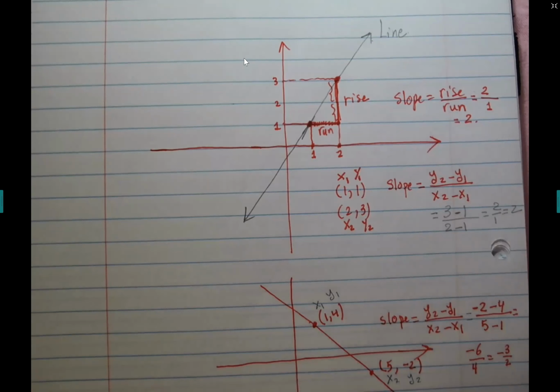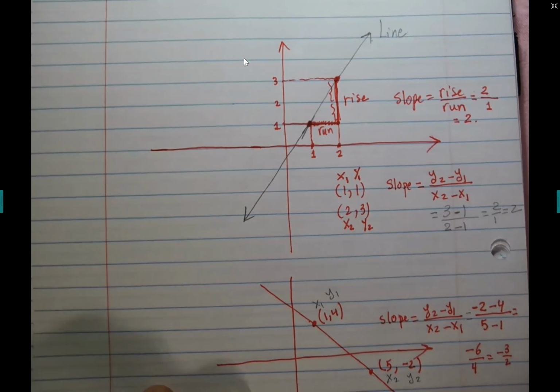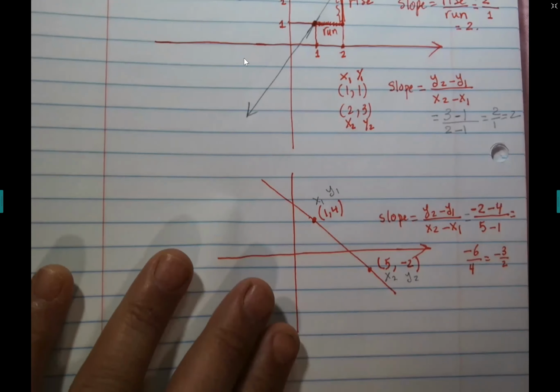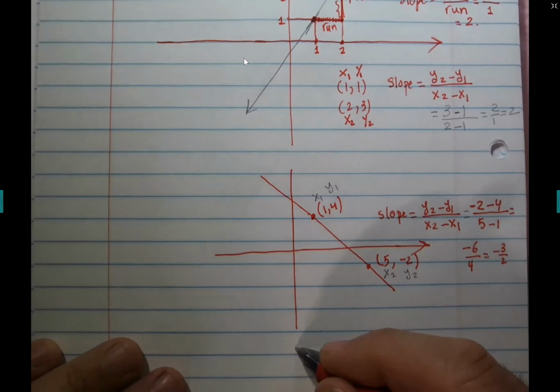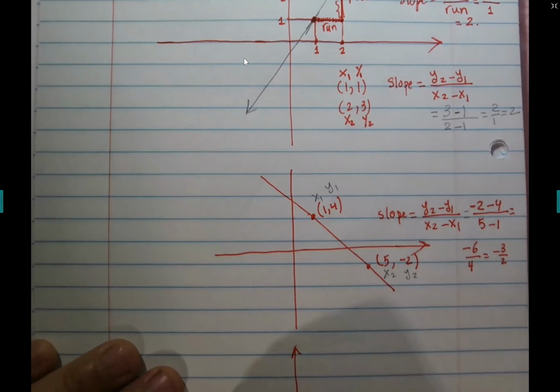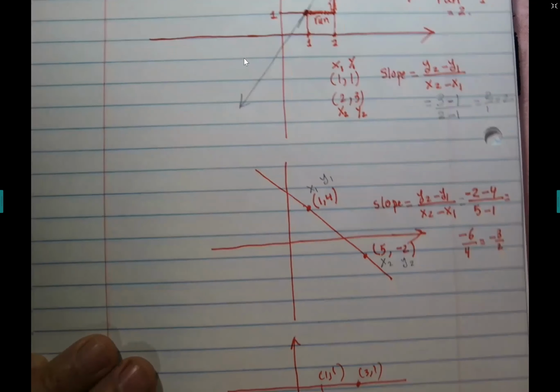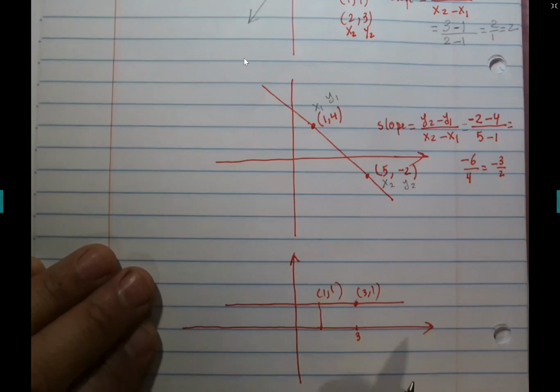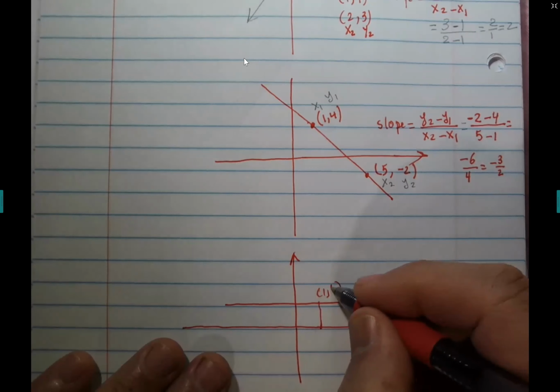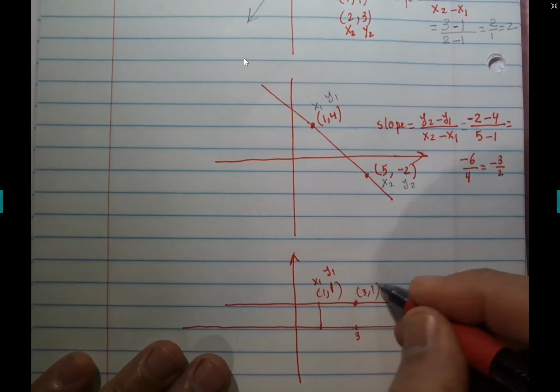Now, a slope of 0 means the line is not steep, it is horizontal. And let me give you an example where the slope is 0. Let's take those 2 points here, (1, 1) and (3, 1). Okay. You want to find the slope, guys? Let's find the slope. This is x1, y1, and this is x2, y2.